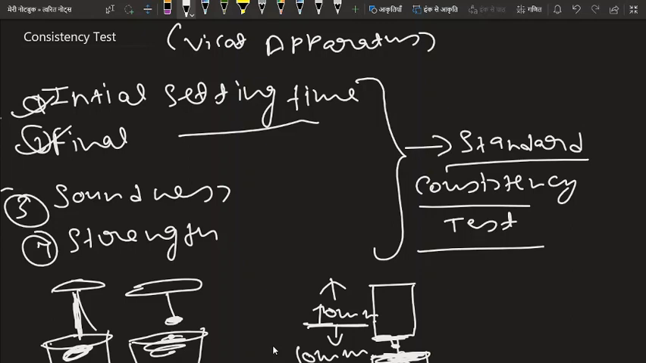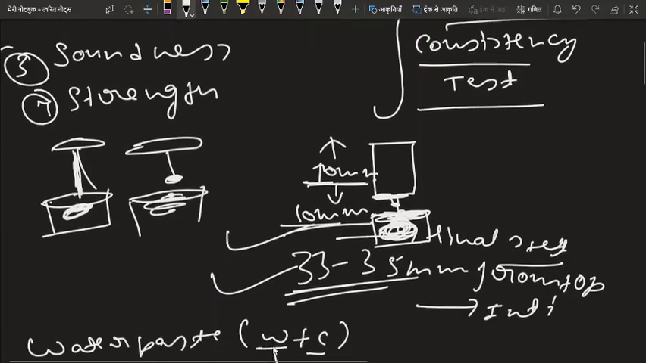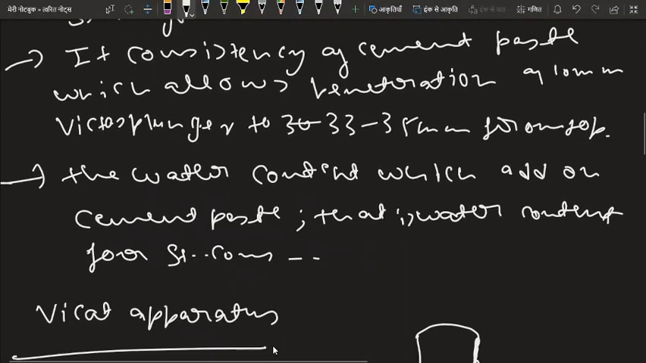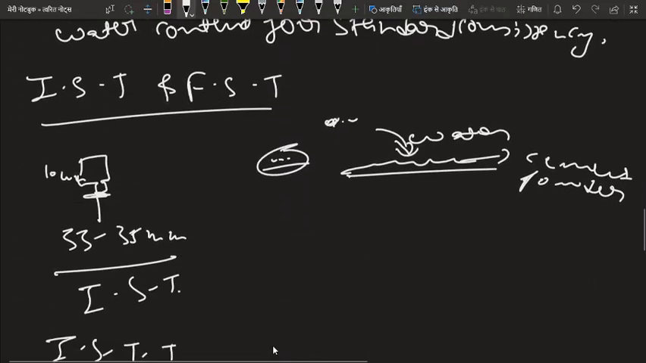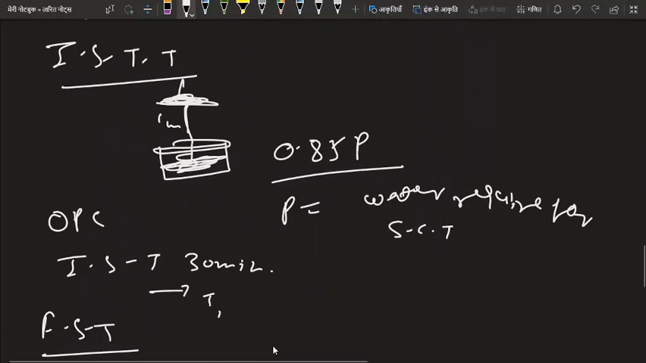Take a small mold, not a bigger apparatus, put about 300 grams of cement and do this test. You can't get the exact numbers for the initial and final setting times, but you get some idea about how this practical is done. You get a lot of ideas about the initial setting time test and final setting time test after doing that practical.